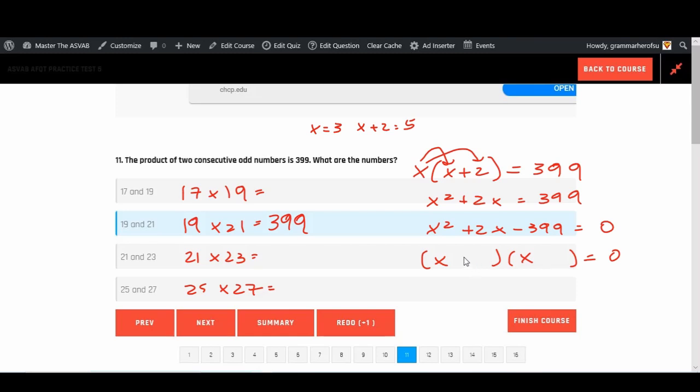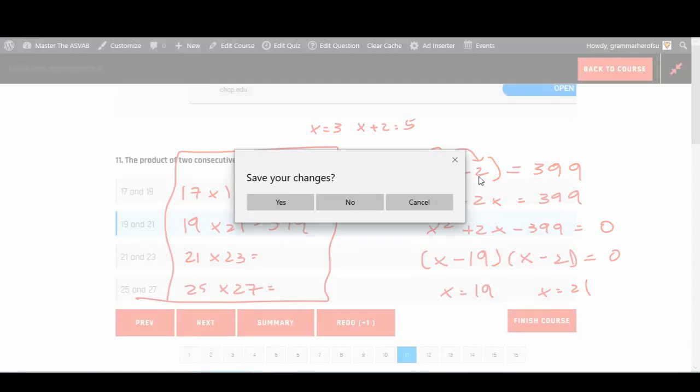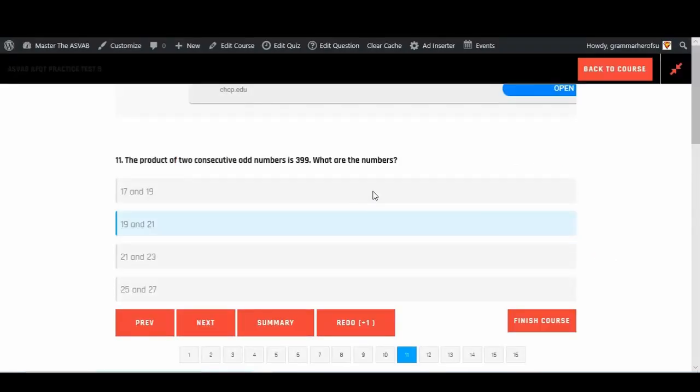That would be negative 19 and positive 21. Then you would solve for x. This would be x equals 19, x equals negative 21. Okay, so this is the algebraic way to solve this problem. In light of the fact of how easy this method is, I would stick with this method. Okay, so that's that problem.